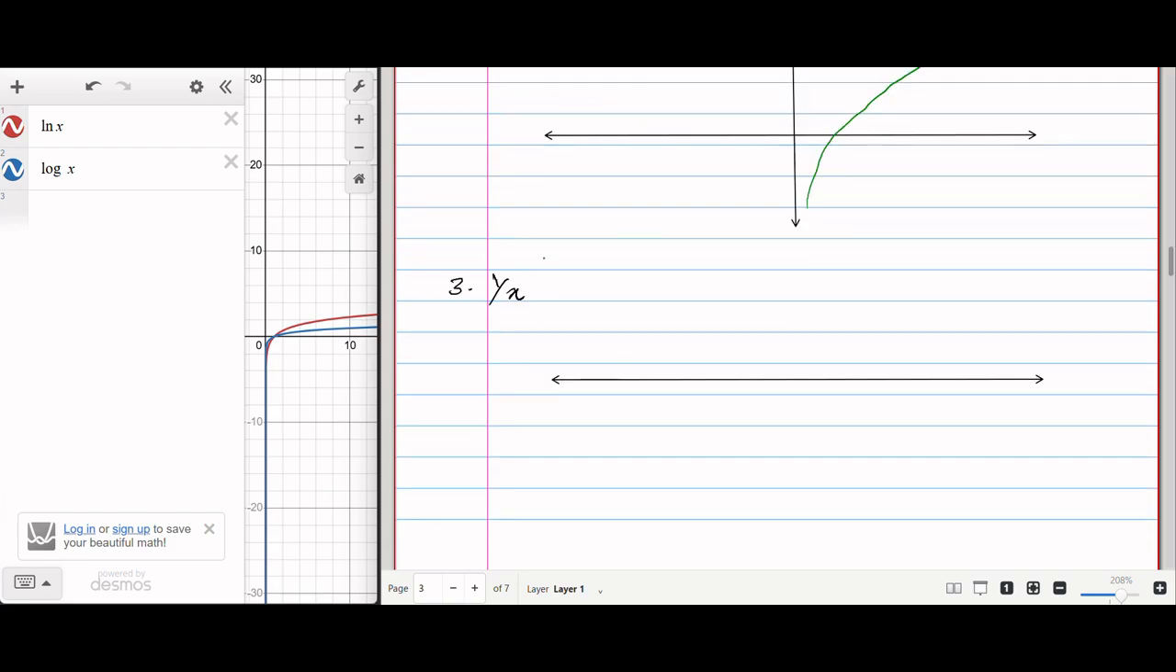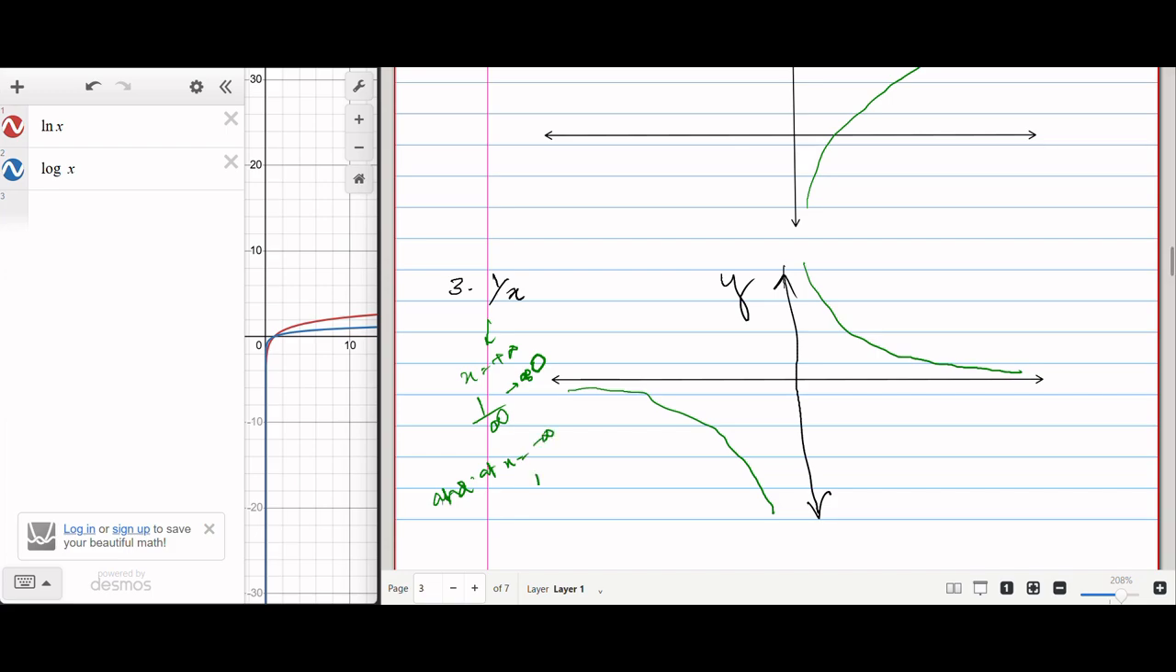Now comes 1 by x, very basic. This is the y-axis. The plot looks like this. At x equals plus infinity, what happens? It goes to 1 by infinity, which is basically 0. And at x equals minus infinity, what happens? 1 by minus infinity is basically minus 1 by infinity, so it's minus 0, basically 0, but it approaches from the negative side.